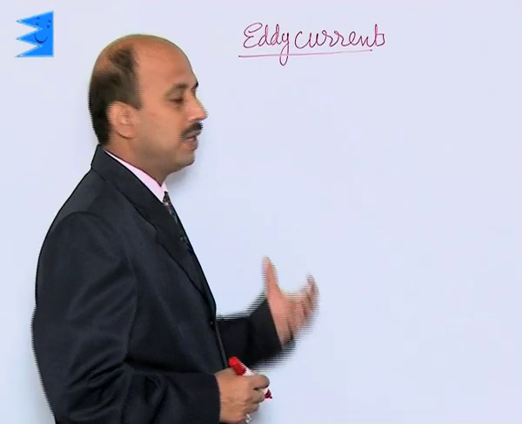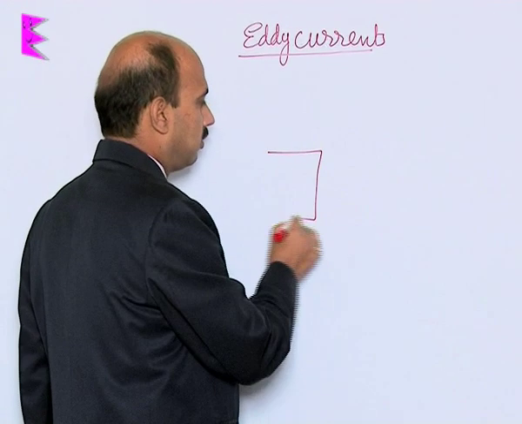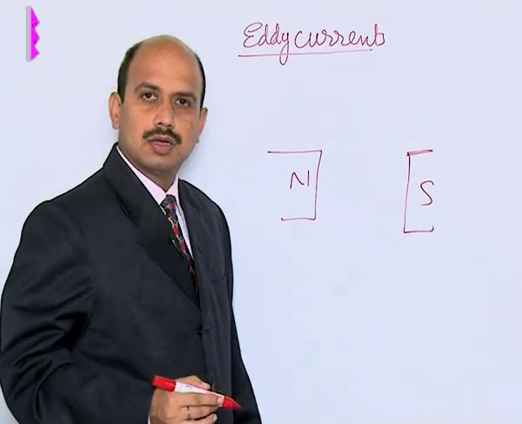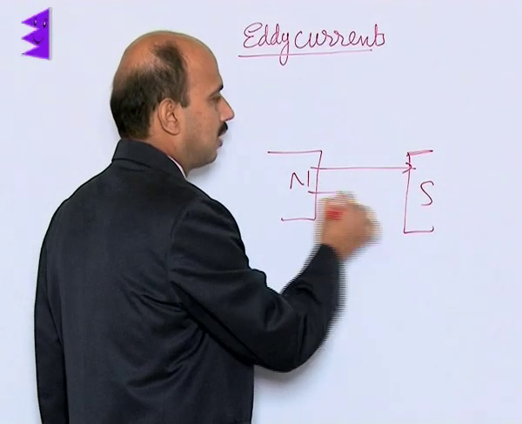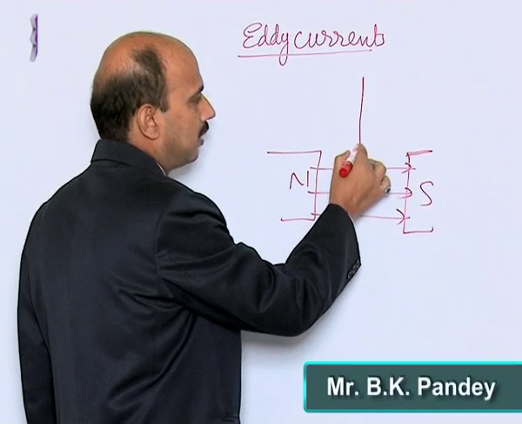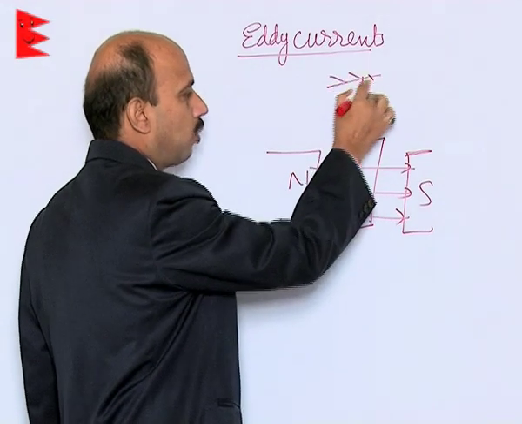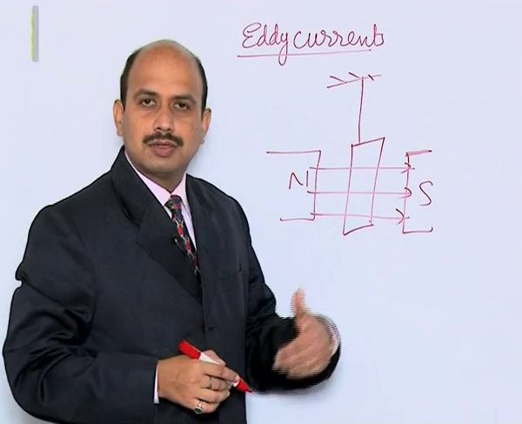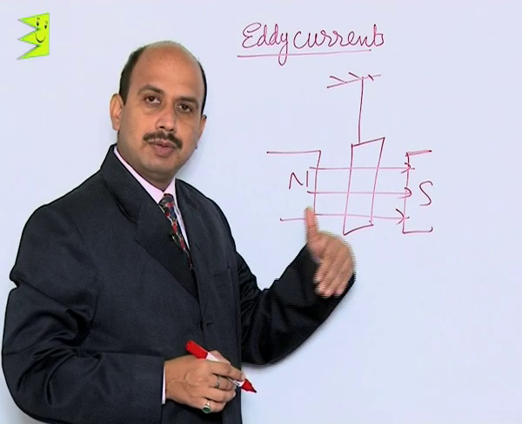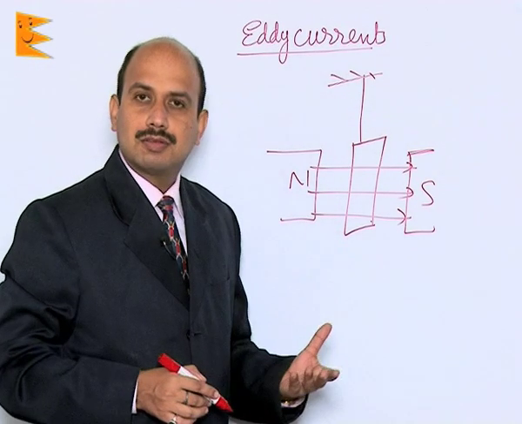Now see here, the next topic is eddy currents. If you take this as the north pole of the magnet and this as the south pole, the direction of the magnetic field is from north to south. A metallic plate is taken like this, and it is oscillated between the poles of the magnet such that it intercepts the magnetic field lines.